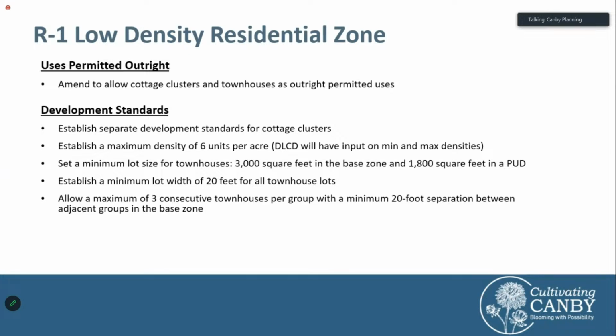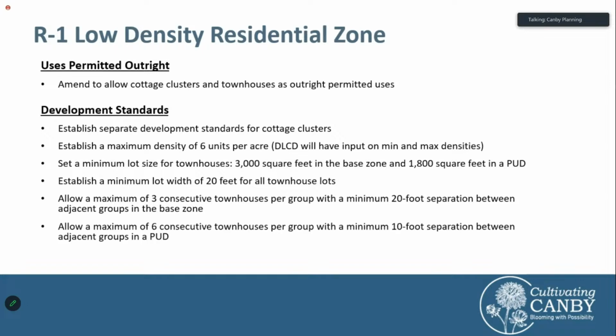In the instance where you have townhomes in the R1 district and not in a PUD, we are proposing that you have a maximum of 3 consecutive townhomes in a row before you have to have a break in the structure. And where you have a grouping of 3 townhomes next to another grouping of townhomes, there would be a minimum 20-foot separation between the groups. Again, that's in the base zone scenario. If you have a PUD in the R1, you get a little more density, or a little more compact development. In that scenario, you'd have 6 townhomes per group, with a minimum distance of 10 feet between each adjacent group.